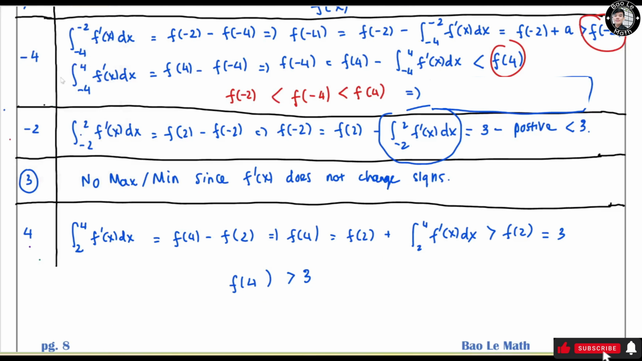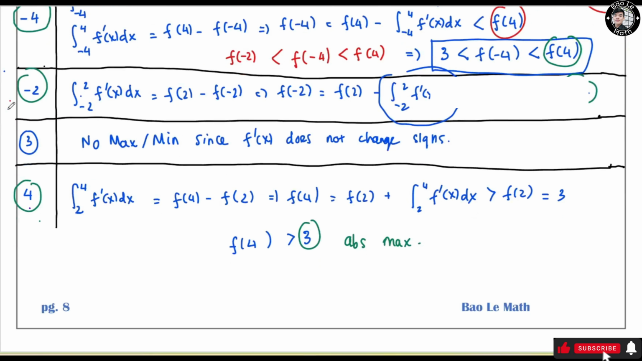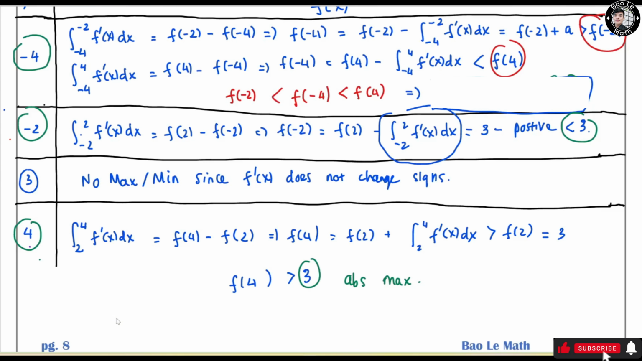Now we're going to make a conclusion. We have f of -4 right here, always less than f of 4, and f of 4 right here, always greater than 3. So this one is the absolute maximum. And the absolute minimum is right here, because this one is less than 3, so at s equals -2. So the conclusion: the absolute maximum occurs at s equals 4, and the absolute minimum occurs at s equals -2.